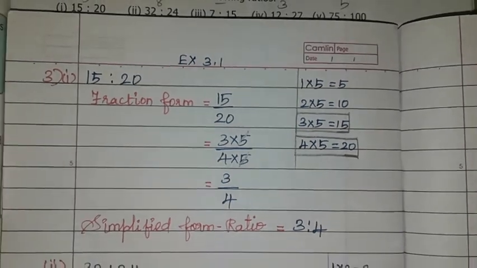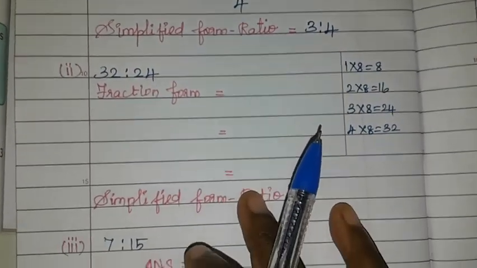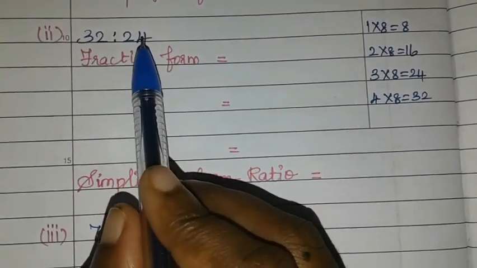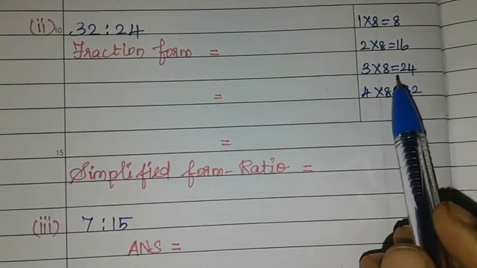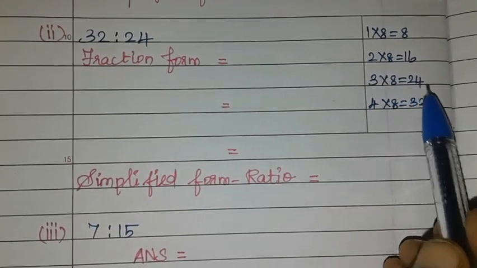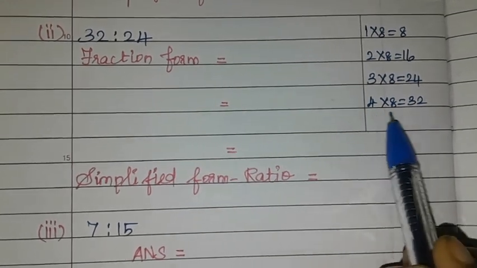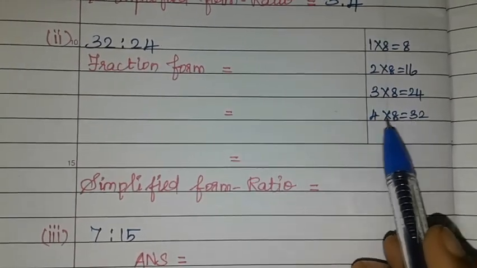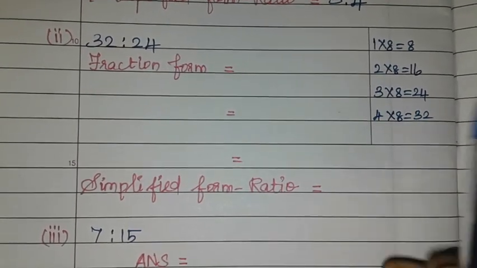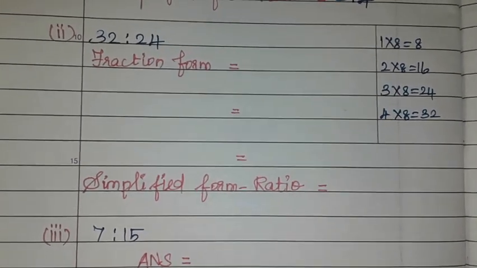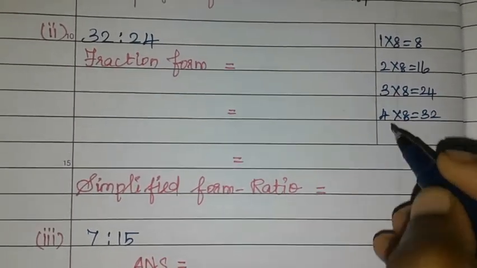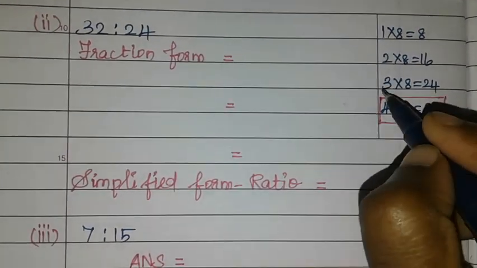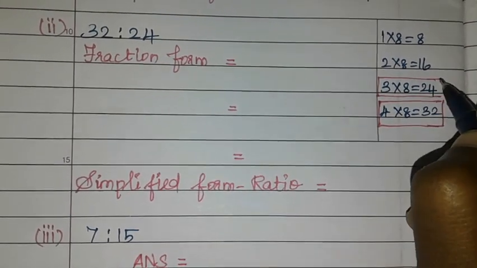See the next one, 32 is to 24. This 32 and 24 are present in the 8th table. See, 24 I am getting, 32 I am getting. After this I stopped. Why did I stop? Since after this I am getting 4 8s are 32, 3 8s are 24. No need to write the whole multiplication table. Here 4 8s are 32 and 3 8s are 24.